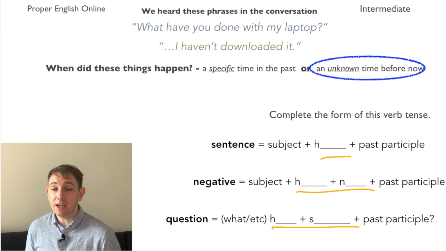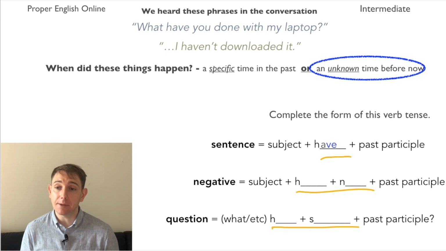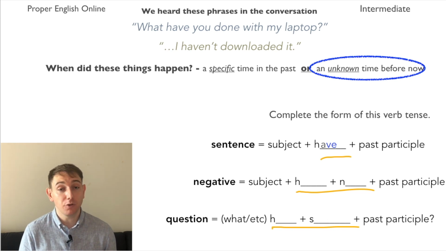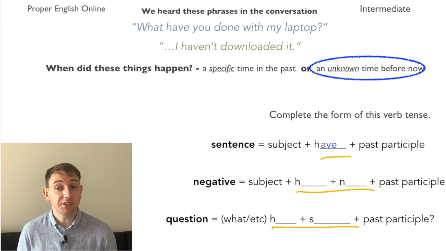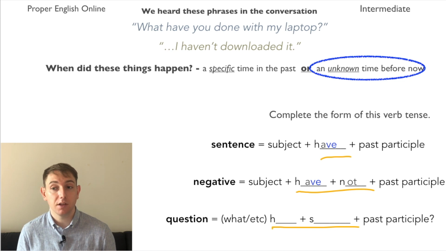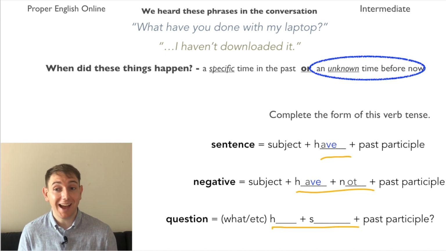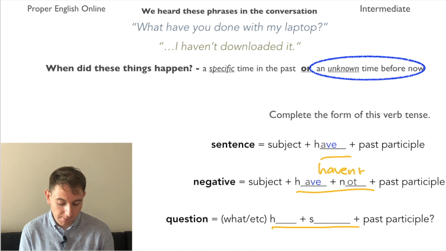All right, so the first one, it's subject plus have plus past participle for a regular sentence. I have done something. For a negative, it's subject plus have plus not. I have not done something. Or we can say haven't, which is a bit more common. Haven't with the contraction, yeah?